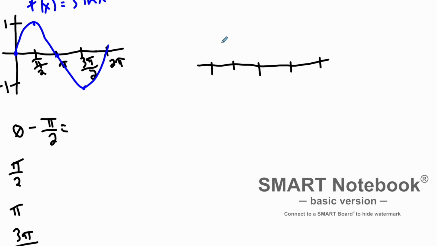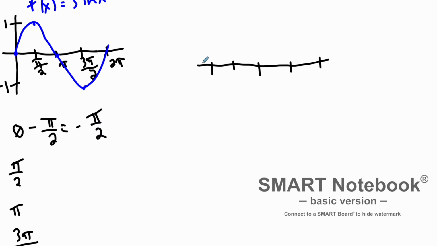All right, sometimes one of these points will give you 0, and then you know, all right, that's where my y-axis is. The y-axis is where the x value is 0. So if one of these gives us 0, which in this case it will, that's where the y-axis will be. All right, so let's start. First up, 0 minus pi over 2 gives us negative pi over 2.